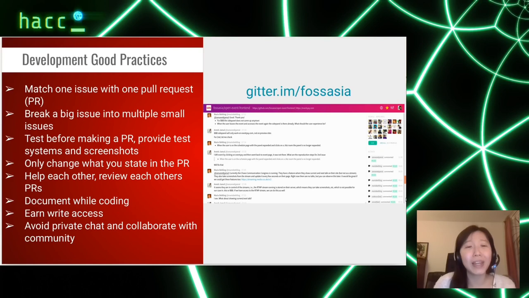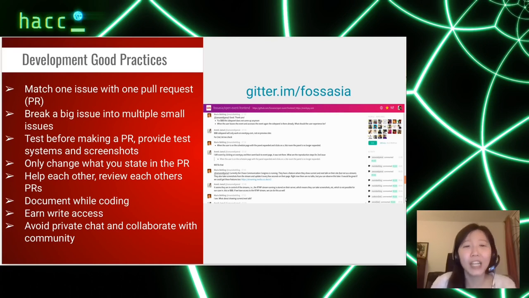Test before making a pull request. Of course, this is a standard way, but a lot of people still make a PR without testing before they make a PR, which will make things more difficult. If you merge and then something goes wrong, you have to reverse the change.